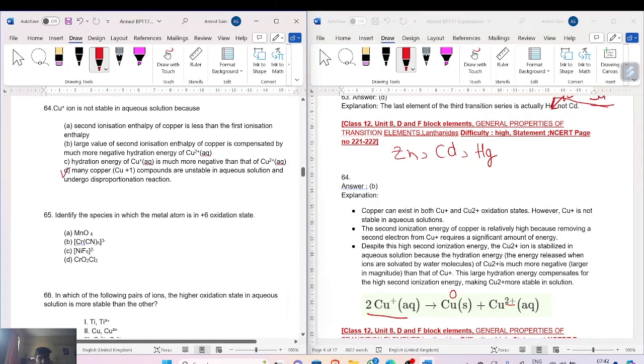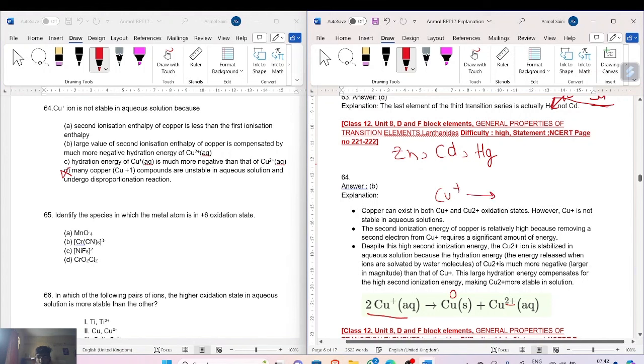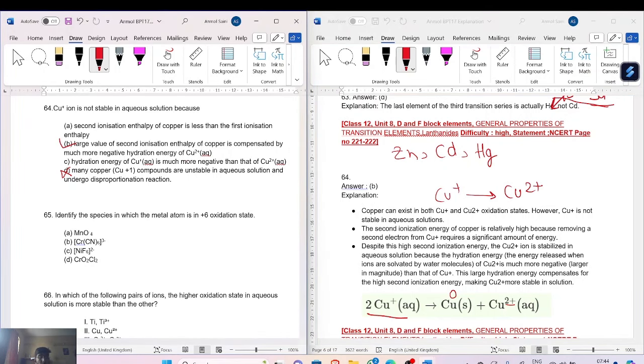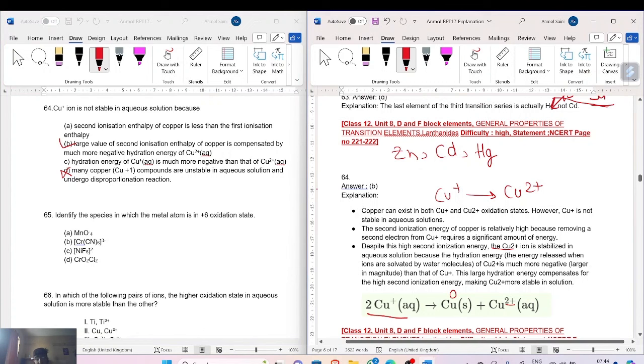So hence D option is incorrect. We know that while going from copper plus to copper 2 plus, there is an increase in ionization enthalpy, but the correct option will be B. Here option B will be correct because there will be high ionization energy for Cu2 plus, yes, but it will be stabilized by the large negative hydration energy of Cu2 plus. So the correct answer will be B.